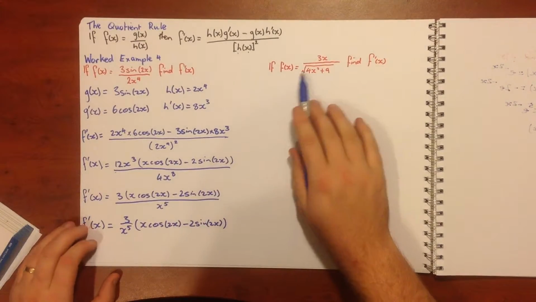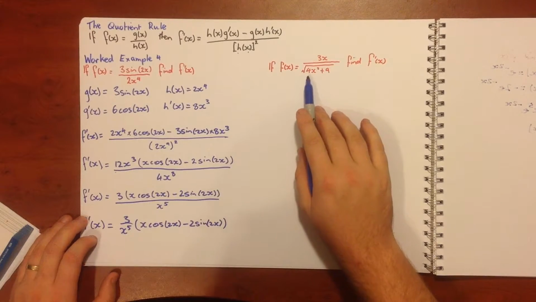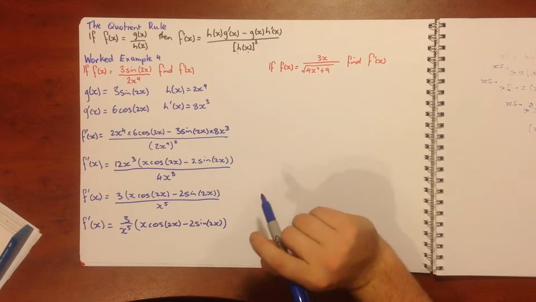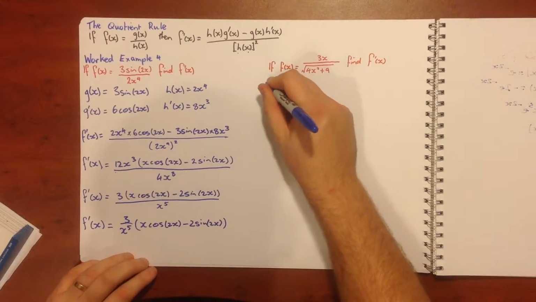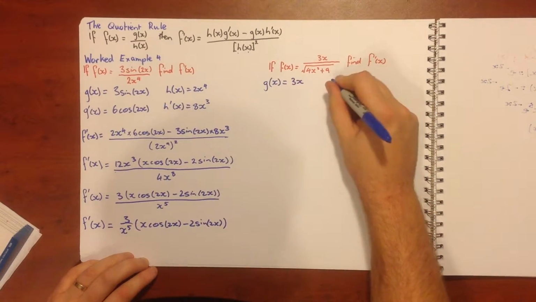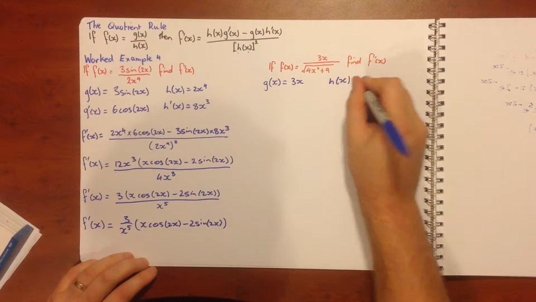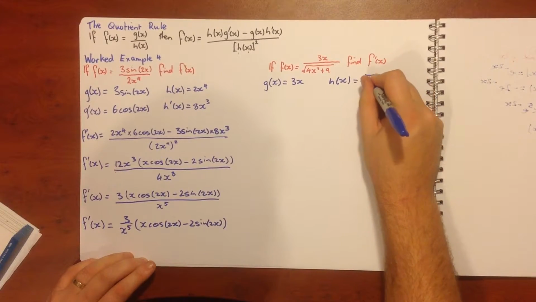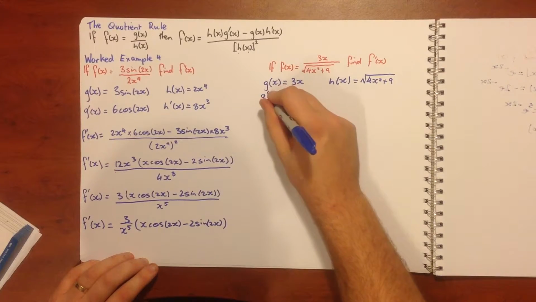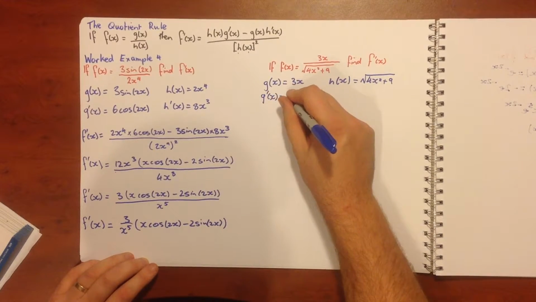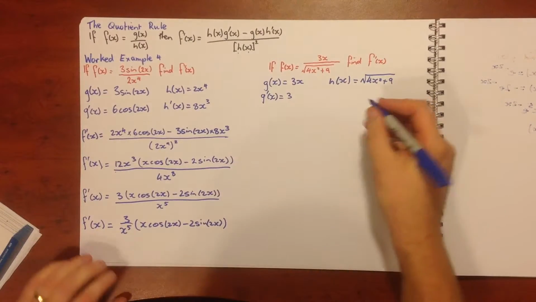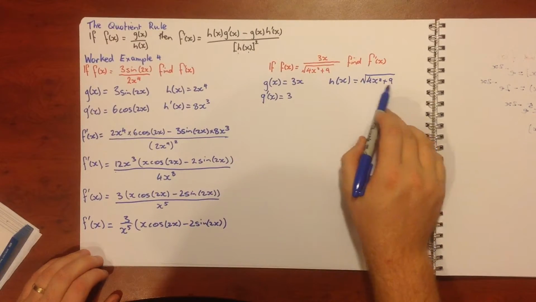If f of x equals 3x on the square root of 4x squared plus 9, find f dash of x. Okay, so for this one, again, g of x equals 3x, h of x equals the square root of 4x squared plus 9. g dash of x equals 3. h of x though, we've got a bit of a problem here, because we've got a chain rule problem.